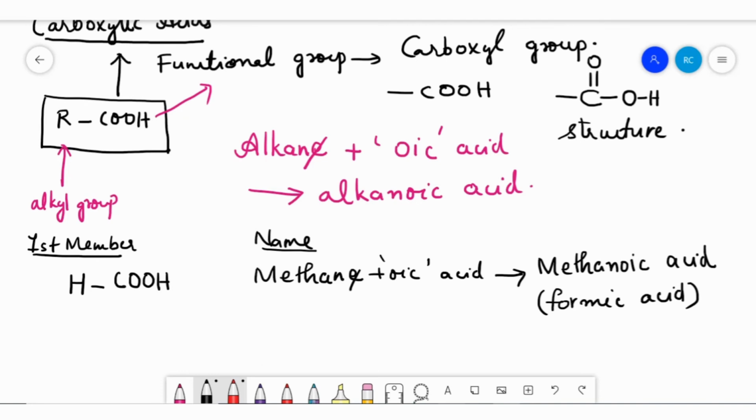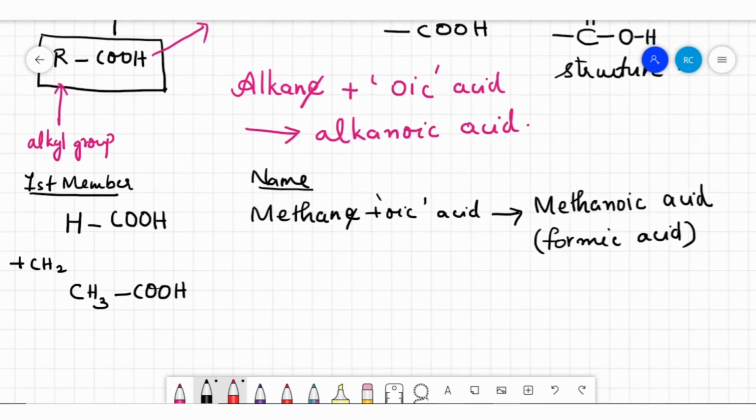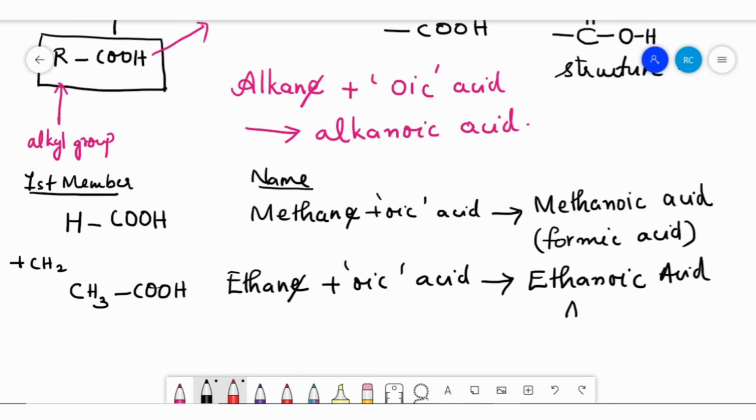For the second member, you just add one CH2 group to this member. Adding CH2 plus H gives CH3, so the compound is CH3COOH. In a hydrocarbon chain, the two-carbon system we call ethane. Remove the E from ethane and add oic acid, and the product is ethanoic acid, or simply acetic acid. Acetic acid is the common name for ethanoic acid.